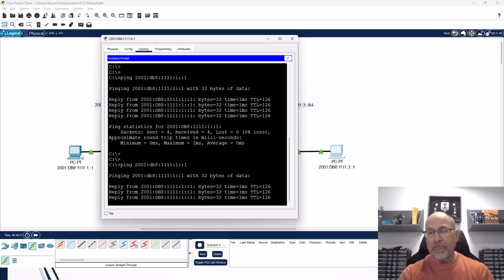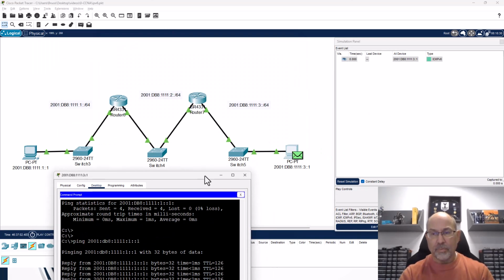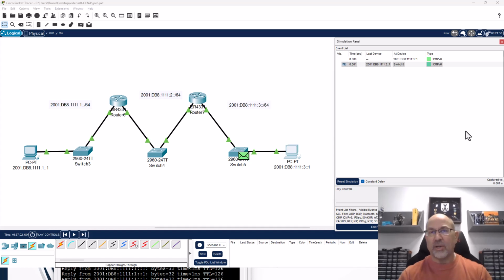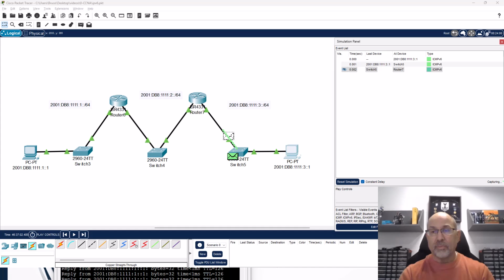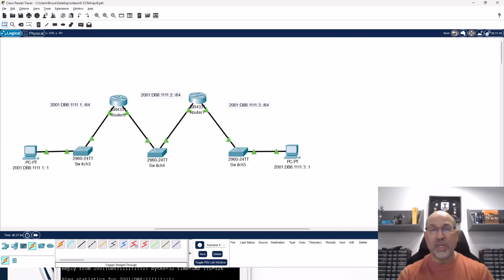We're pinging. If we were to do the simulation, here goes. ICMP version 6. There's our RFC 4443 popping up. So it goes all the way across with our routing. There we have it. So ping version 6 and the response. All right, that'll do it for this particular demo.